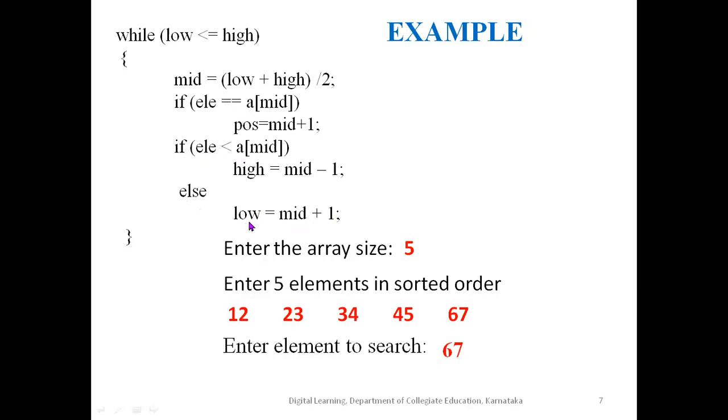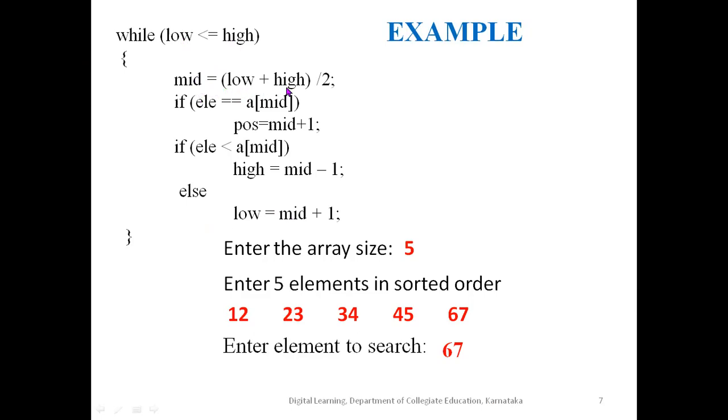That means previously low value was 0. Now it changes to mid plus 1. So mid value is 2. 2 plus 1 is 3. So low is 3 and high value is 4. So again the loop will continue. Is 3 less than or equal to 4? Again it is true. So mid value is again being evaluated here.